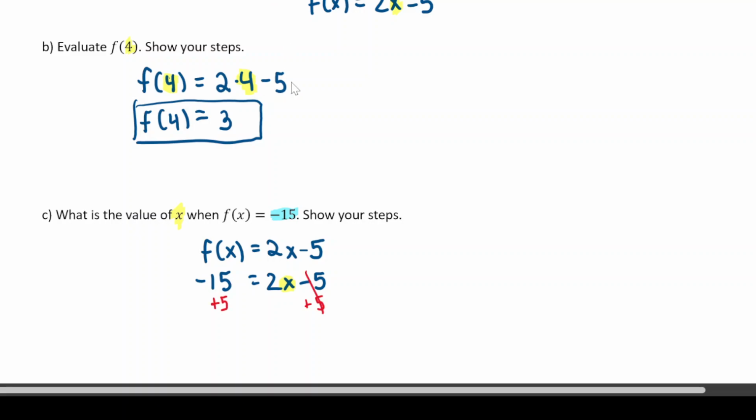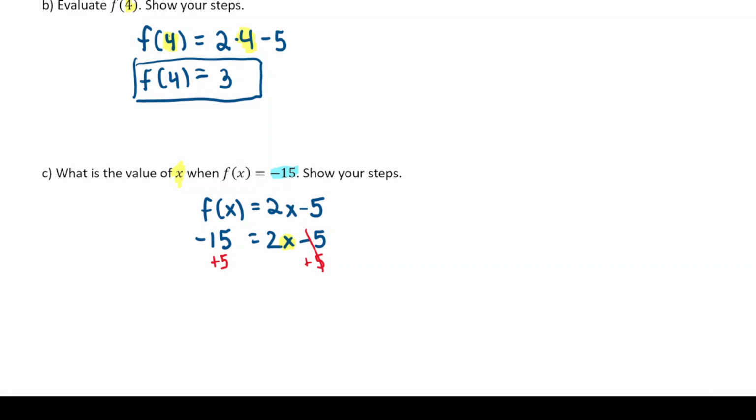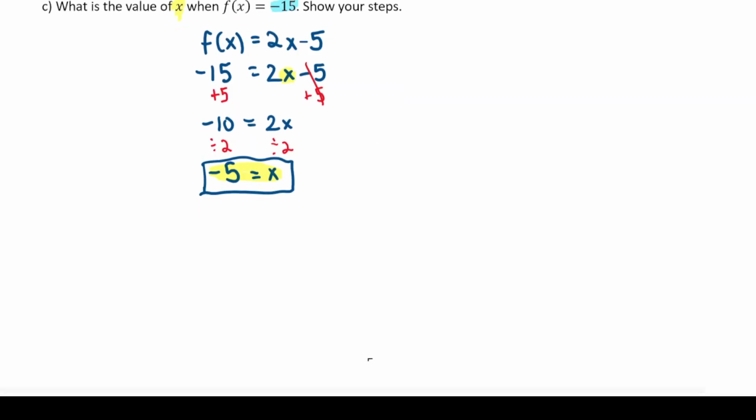We want to ultimately isolate x there. -15 plus 5 is -10. And then we want to divide both sides by 2. So I get -5 equals x. So when I input -5 into the equation, the output is -15. So that's my final answer. Okay, so that takes us to the end of the lesson.